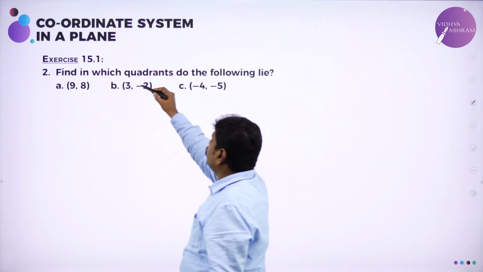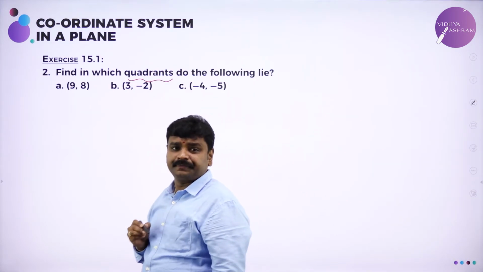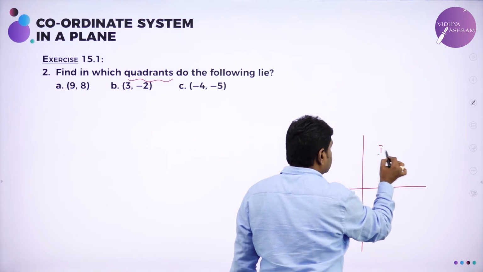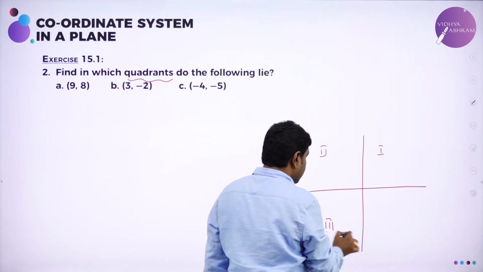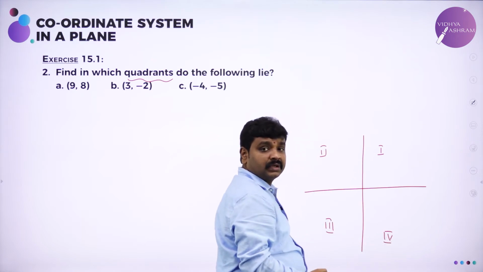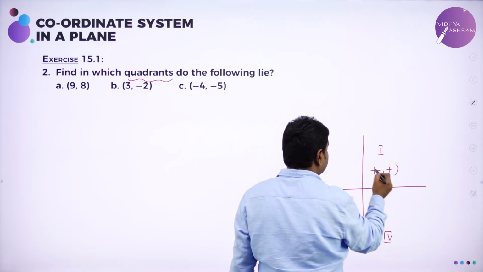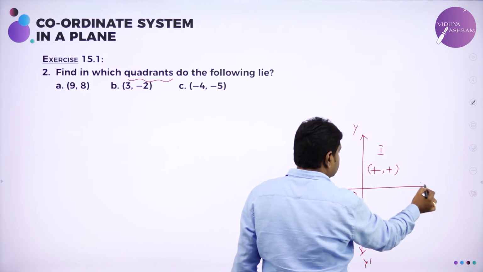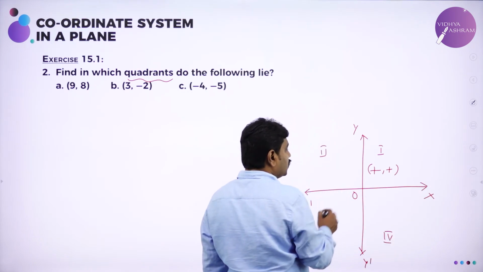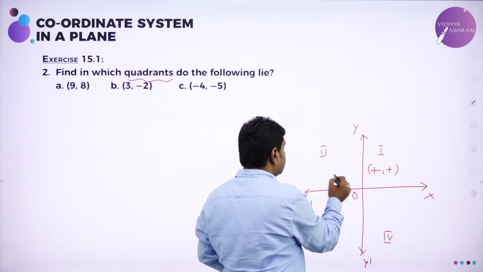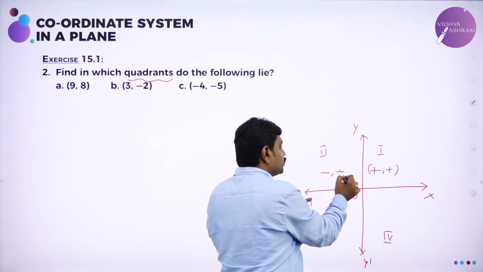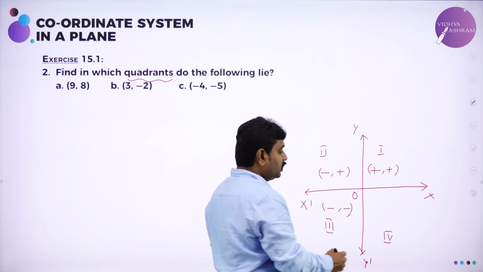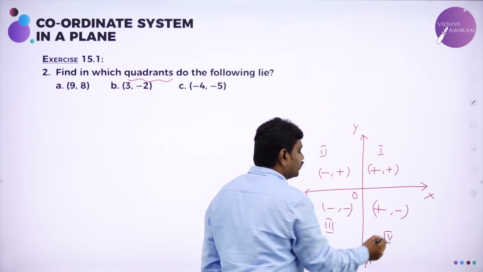So now they are asking you to find which quadrant it belongs to. Simple. You know the 4 quadrants. First, second, third, fourth. They are in the anti-clockwise direction. This is Y'OY, this is X'OX. In the first, both are positive. In the second, x is negative, y is positive. If you get negative positive, it is in this. Both are negative, third quadrant. X positive, y negative, fourth quadrant. See the sign and decide.